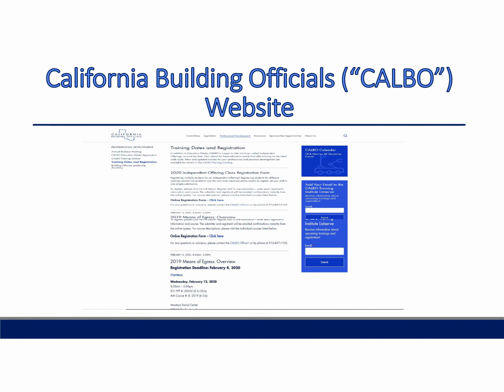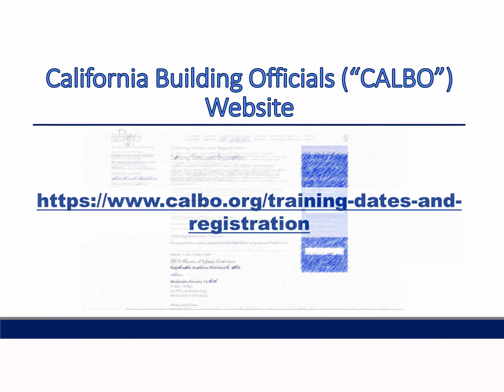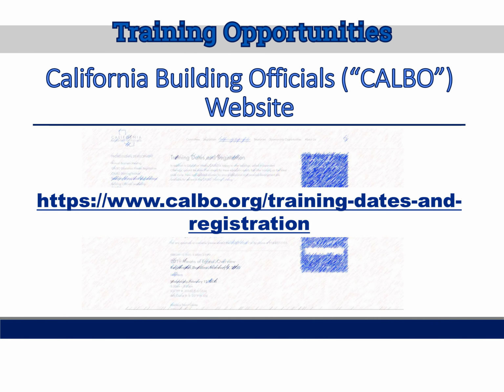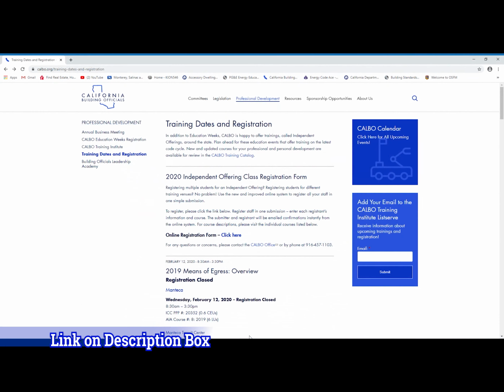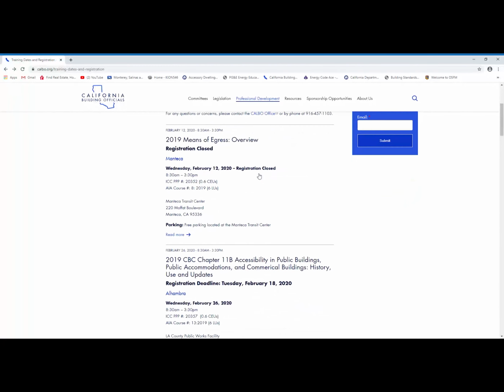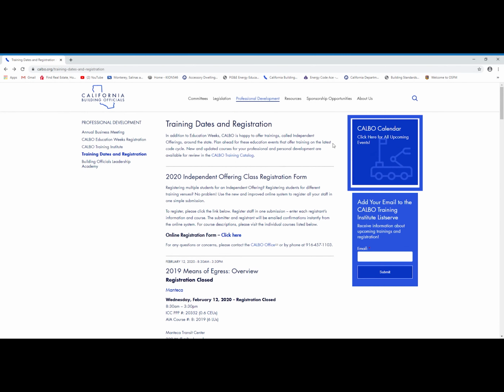If you're in California, you can access the California Building Officials website. Through the California Building Officials website, you can find a variety of training opportunities, as I will show you. The link that I provide on the description box will take you directly to the California Building Officials training webpage. Here you can view upcoming training opportunities. You can also view the training calendar.